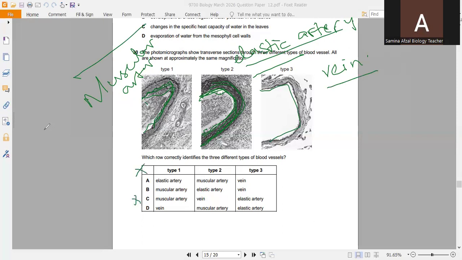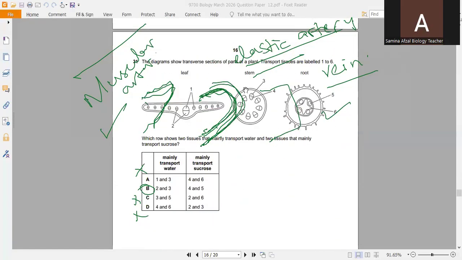According to this, A, C, and D are not correct options. Only B is the correct option. These are easily recognizable due to the lumen. This is the vein, with a highly large lumen. This is a very small lumen, and this is a large lumen with smooth muscles. So this can only be the elastic artery. The next question is 31.